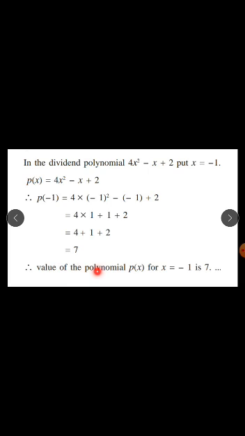Therefore, the value of the polynomial p of x for x equal to minus 1 is 7. And this p of minus 1 is your remainder. So the remainder of this polynomial is 7. And this method is called remainder theorem.